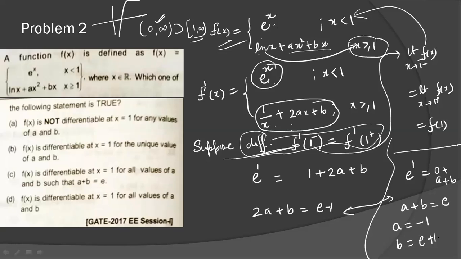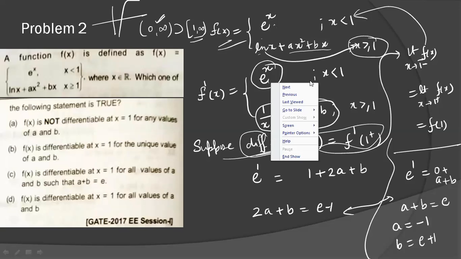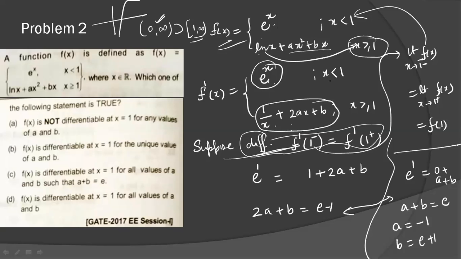Now, I want to summarize this question again. Here I am differentiating because this is the left hand derivative, as x is less than 1, and this is the right hand derivative, as x is greater than 1. Both the functions are defined in the given domain, so we can find the differentiation. So we put the differentiation here. Now we are supposing differentiability at any particular point.